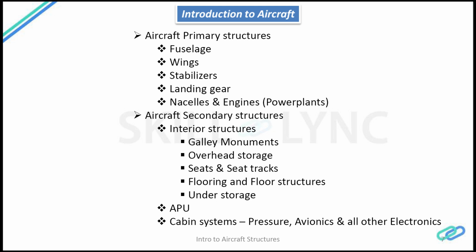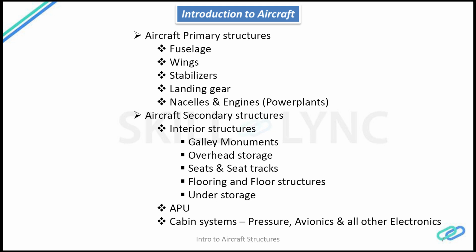And what are the secondary structures? Secondary structures are the ones which go inside the aircraft, mainly the galley monuments. You might have seen the cabin crew serving food and everything. Those foods are stored in the galley monuments. Basically those are composite galleys, made of composite materials.